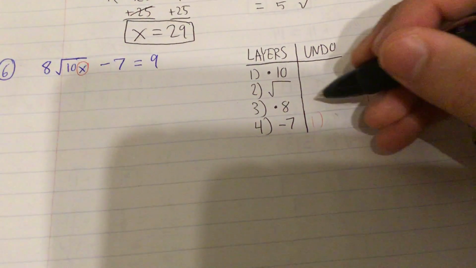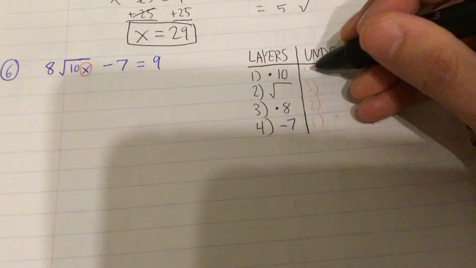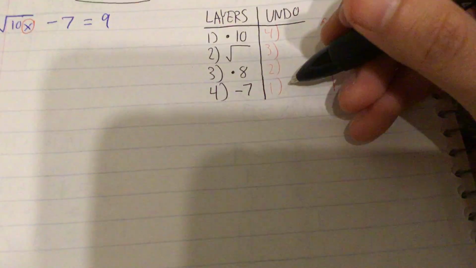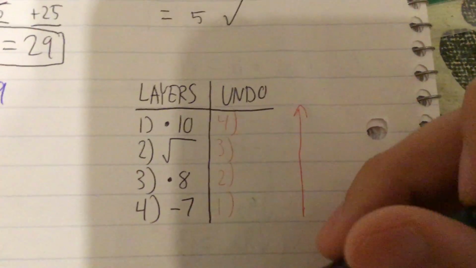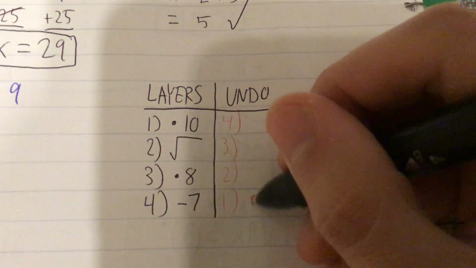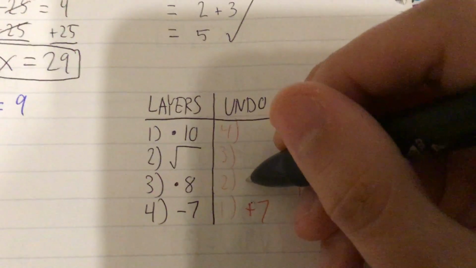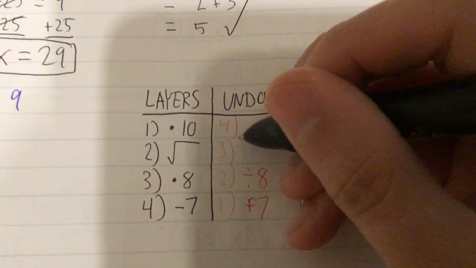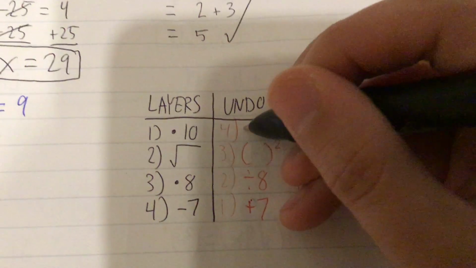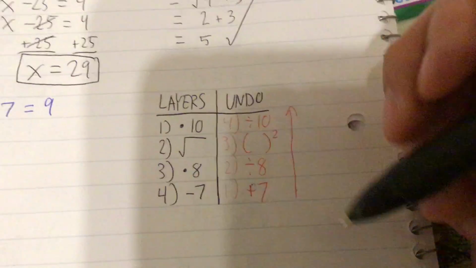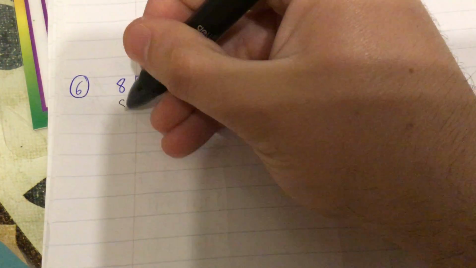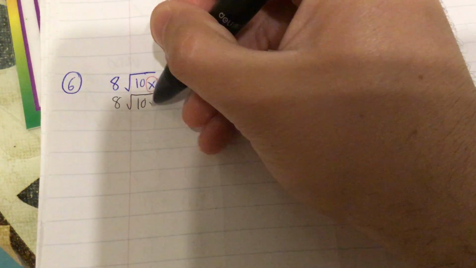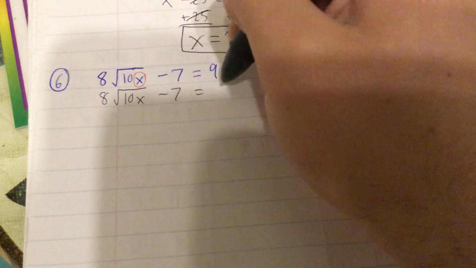All right, here we go. Step 1, step 2, step 3, step 4. All right, step 1. How do I undo minus 7? So I'm going to undo that by adding 7 on both sides. Then divide by 8. Then square both sides. Then divide by 10. Yes! So let's undo the layers. So 8 square root of 10x minus 7 equals 9.